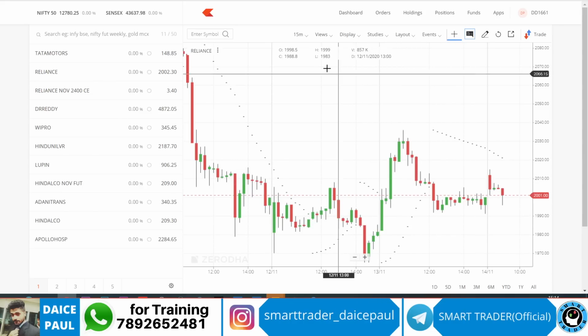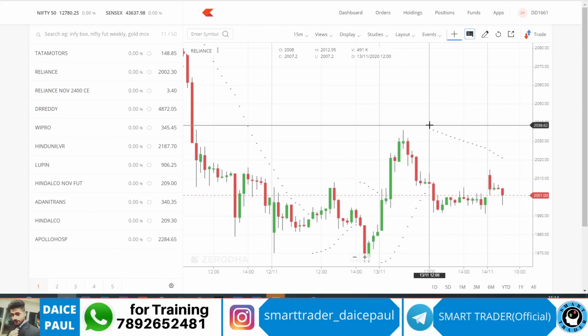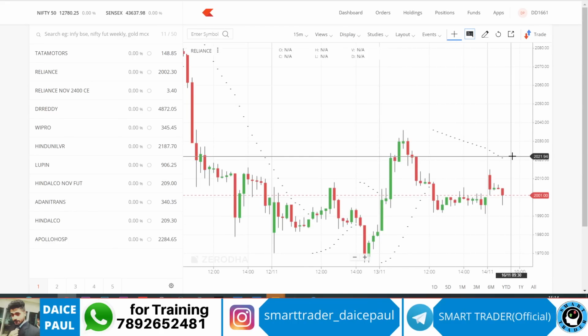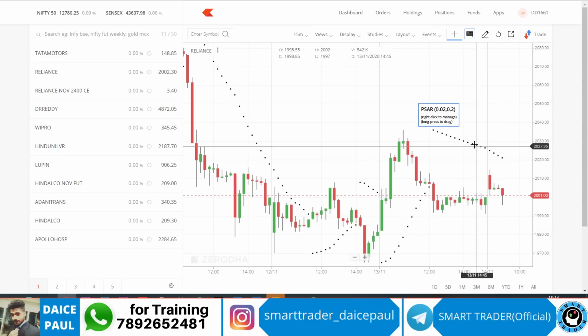So let's say early morning 15 minutes, you see this parabolic star will create these dots over here. If it is below, it is considered buy, bullish. If it is on top, it is called bearish. Okay. So now this is like bullish. It's going to go up. It's going to come down. This is what it says.